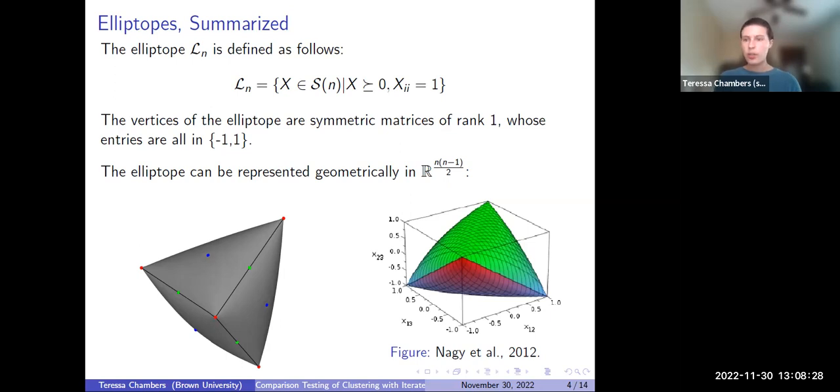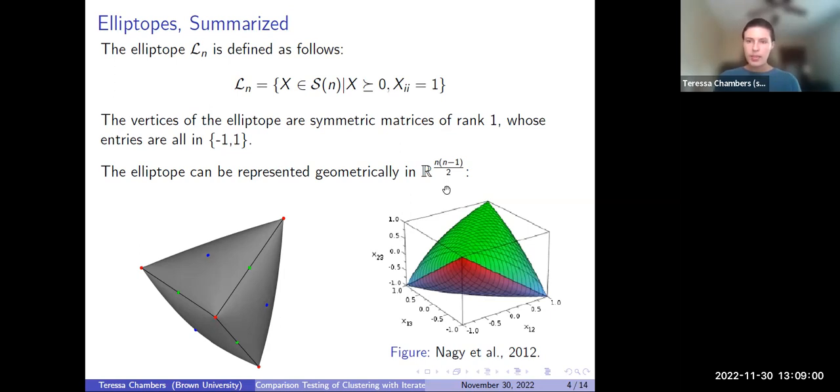It's important to note here that n is not the dimension of the elliptope. It is the dimension of the matrices that define the elliptope. The dimension of the elliptope is actually n times n minus 1 over 2, because that is the number of degrees of freedom in this collection of matrices that we're using to define it. Unfortunately, what this means is that we can only really draw what the elliptope looks like for n equals 3, because that actually spits out R3 as well.